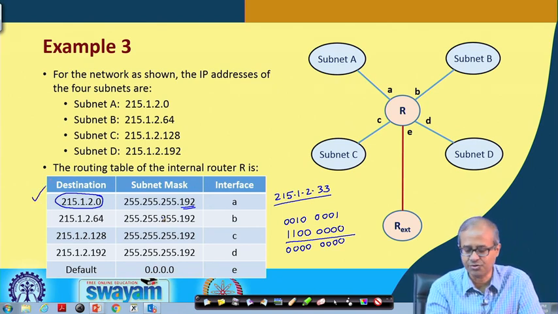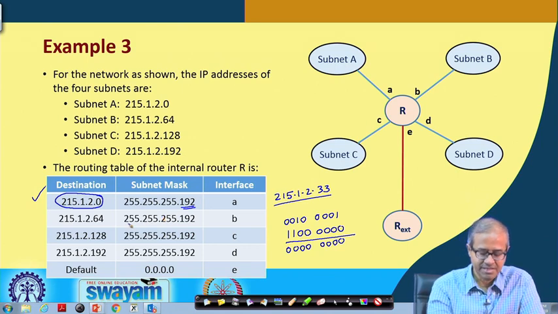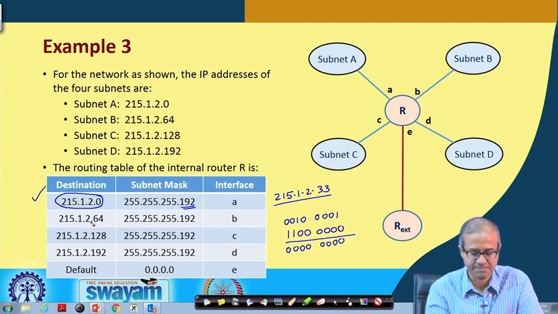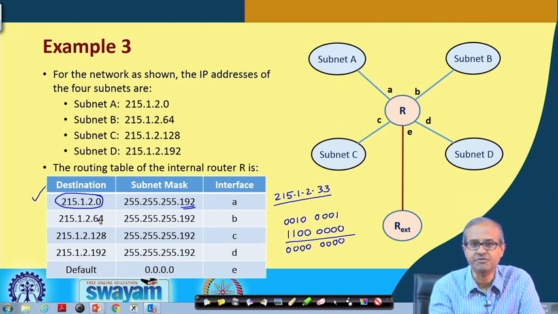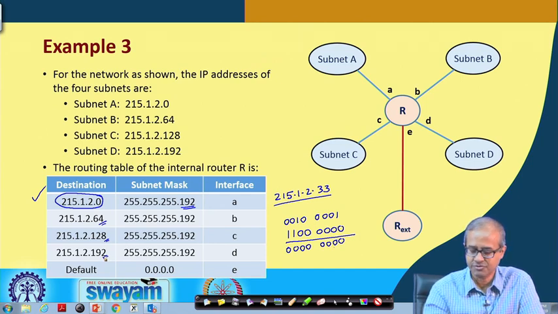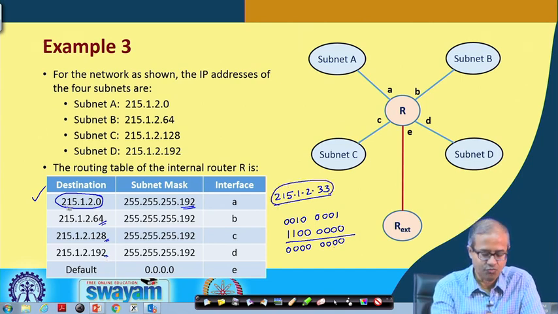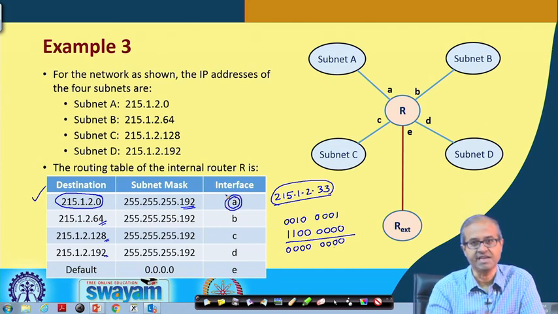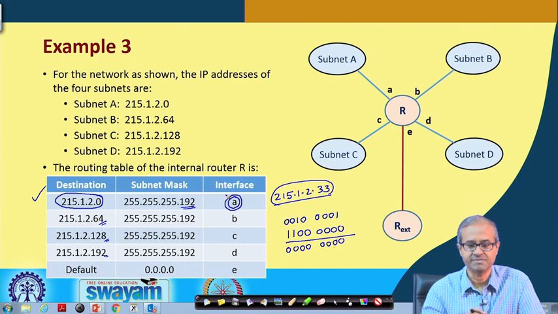Let us look at the second row and see what happens. The second row has 64 here. The mask is the same. Because we are getting 0, there will be no match, as this is 64. The third row also has 192, same thing, this is 128, this is 192. So, there will be no match in any other rows. So, this first packet will get a match with the first row and it will be forwarded to interface A. This is for the first packet.